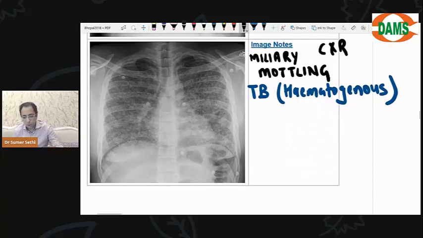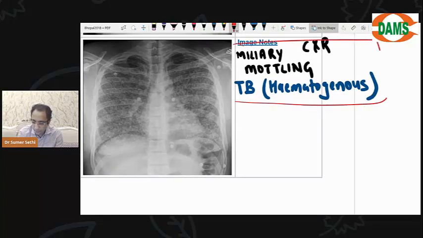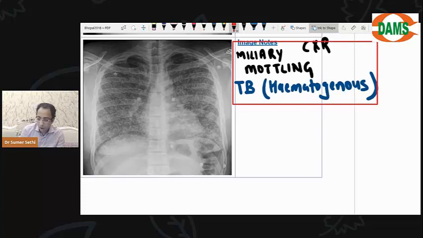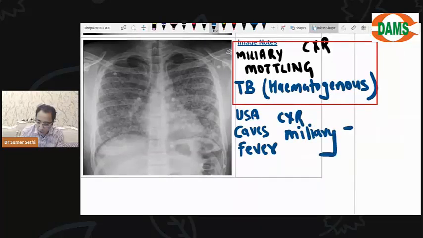Okay. Now let's see how many of you can answer this question now. This is the background information that you have. Now I want you to answer a question. A patient in America recently went into a cave. As a tourist, he went to visit some caves, developed fever, chest X-ray shows miliary appearance. Then what is your cause?